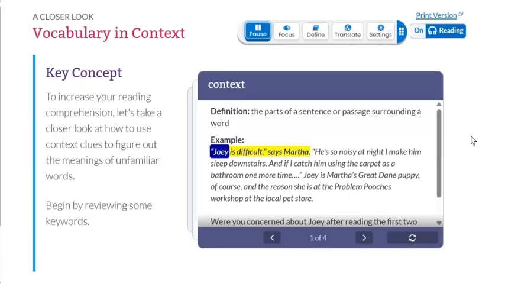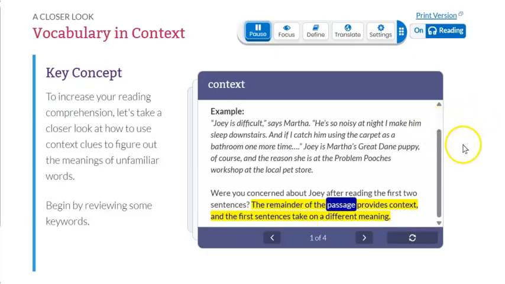Example. Joey is difficult, says Martha. He's so noisy at night I make him sleep downstairs. And if I catch him using the carpet as a bathroom one more time. Joey is Martha's Great Dane puppy, of course, and the reason she is at the Problem Pooch's workshop at the local pet store. Were you concerned about Joey after reading the first two sentences? The remainder of the passage provides context, and the first sentences take on a different meaning.